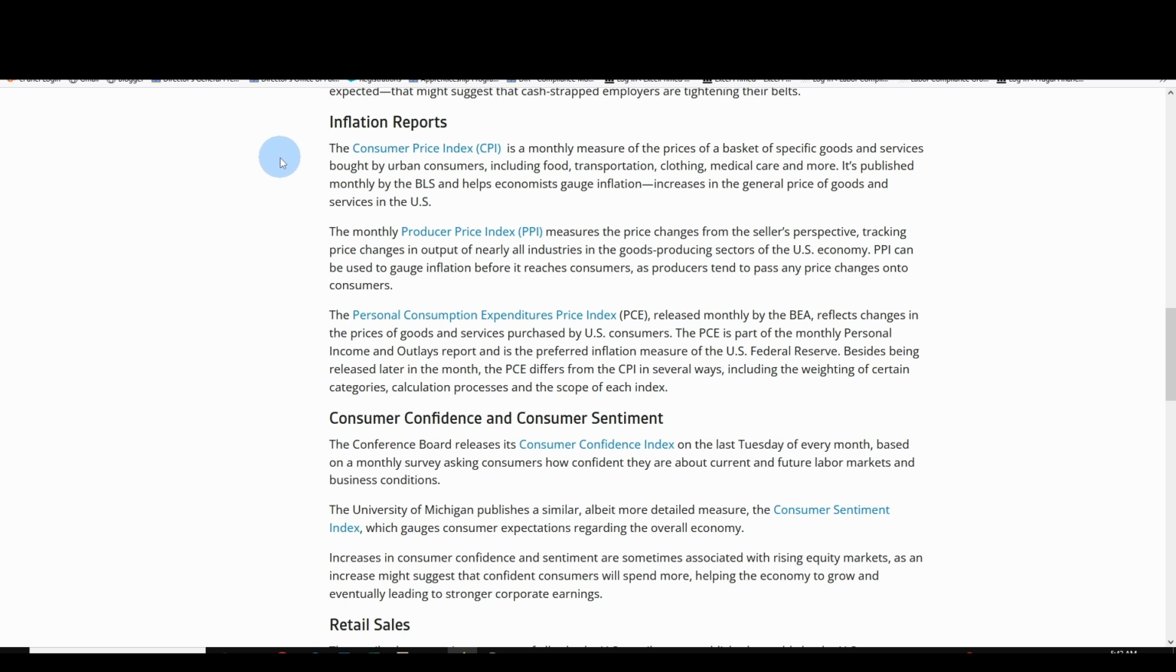Inflation reports. The Consumer Price Index, CPI, is a monthly measure of the prices of a basket of specific goods and services bought by urban consumers, including food, transportation, clothing, medical care, and more. It's published monthly by the BLS and helps economists gauge inflation, increases in the general price of goods and services in the United States.